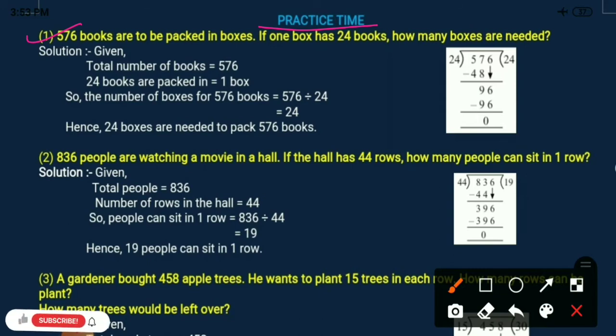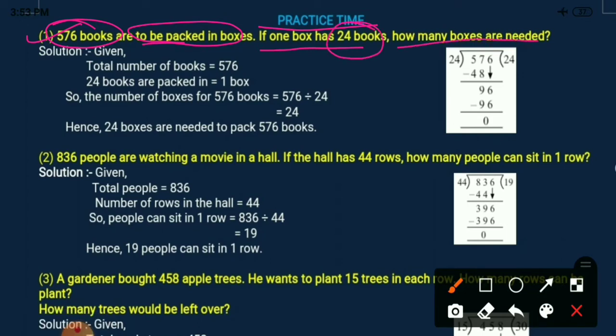So now here is question 1. 576 books are to be packed in boxes, means total books are 576. If one box has 24 books, how many boxes are needed? So come to the last sentence. Here it is saying to find the number of boxes. So in this condition, by dividing the numbers we can find this.